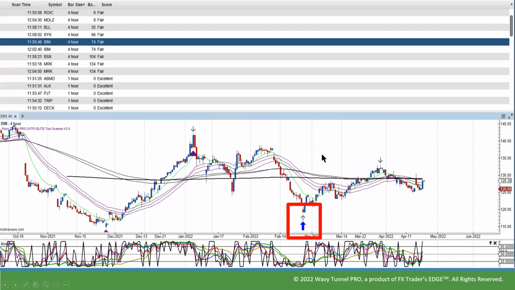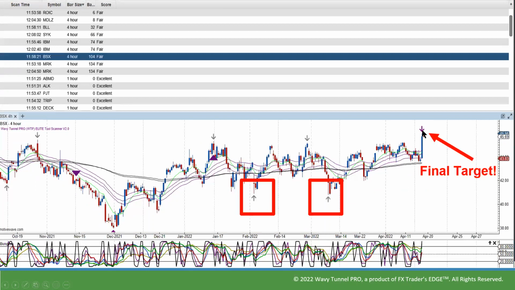So here's another one, IBM. I remember this one. We have the purple, and then the gray, and then the gray, and we did get another gray. We are eventually looking for an upper purple. Now, this is one where we got the upper purple. That's the final target. But we had a few grays in between.